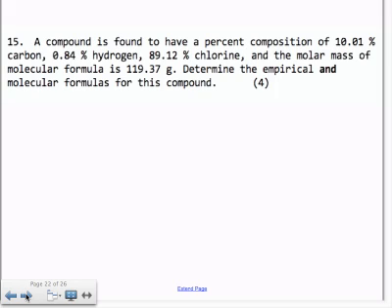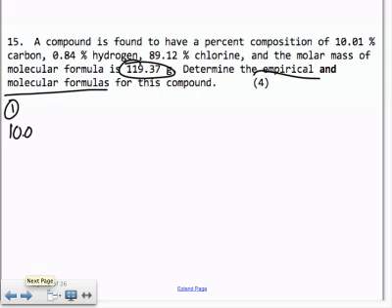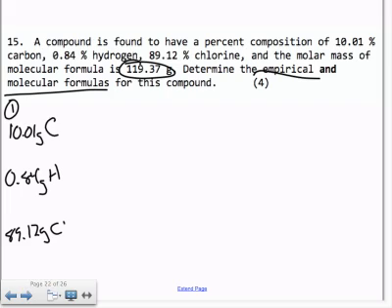Okay, a compound is found to have a percent composition of 10.01, etc. So this time we need the empirical and molecular formulas. They gave us the molar mass. The first thing we have to do is find the empirical formula. So just the same steps as the last problem, and then we have to add on a little bit to get to the molecular formula at the end. So 10.01 grams carbon, 0.84 grams hydrogen, and 89.12 grams chlorine.